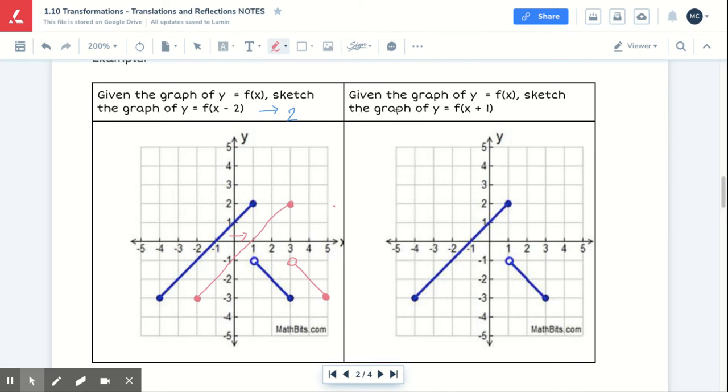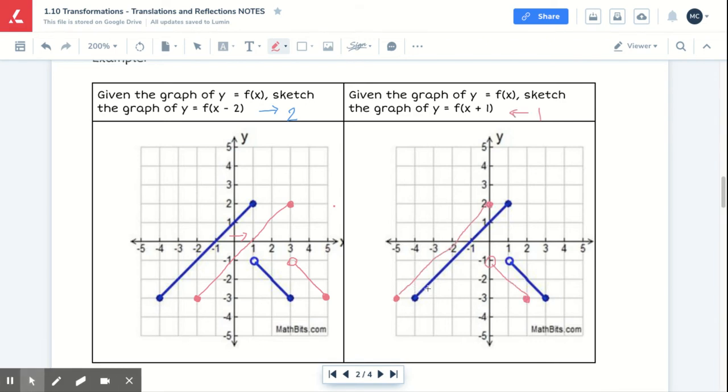So now once again, there's a second example over here, and I want you to try this one. You're going to read it, state verbally which way you think the graph is going to move and how far, and then do it on the graph, and then come back and see how you did.